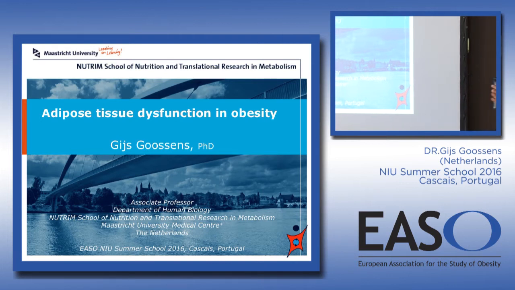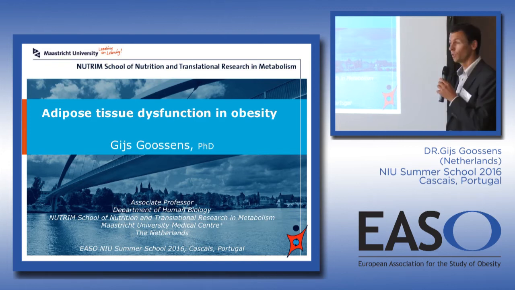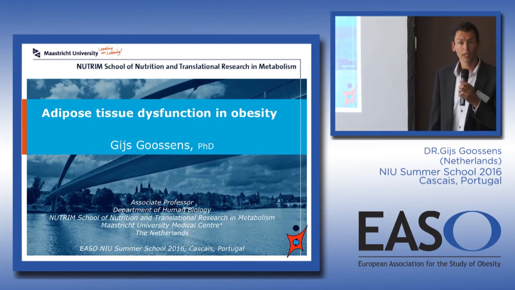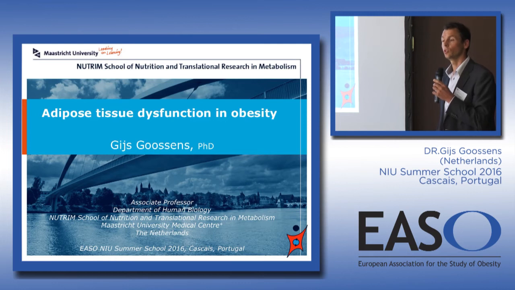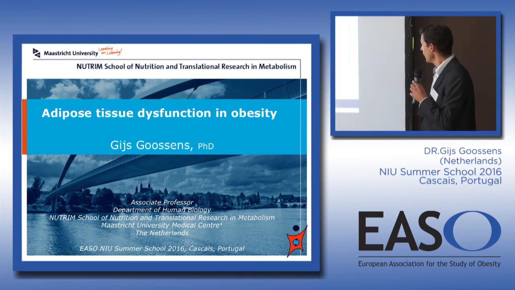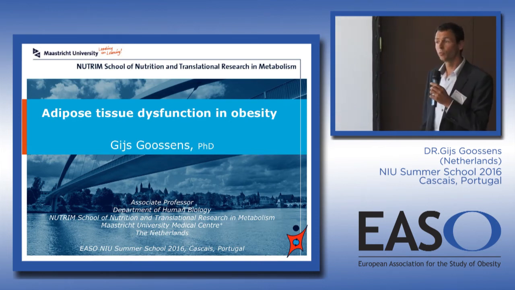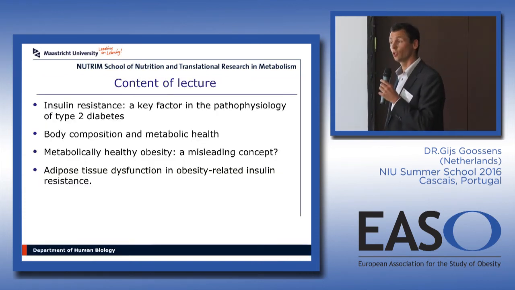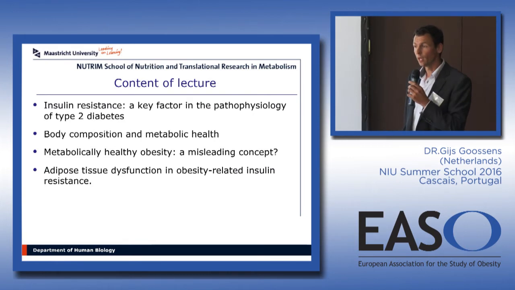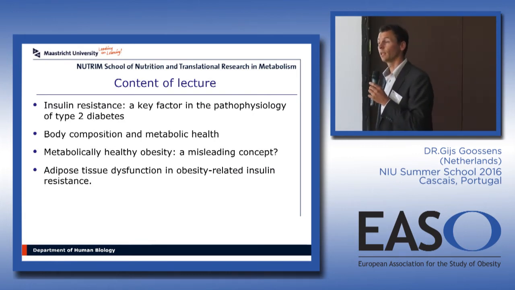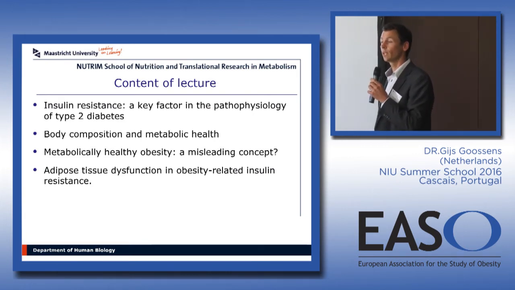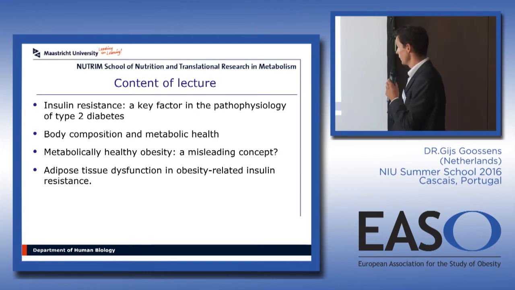So today I would like to talk about adipose tissue dysfunction in obesity and how an impaired functioning of adipose tissue might contribute to insulin resistance and type 2 diabetes. At first I would like to briefly touch upon the pathophysiology of type 2 diabetes and actually make clear that insulin resistance is really one of the key steps in the etiology of this disease.